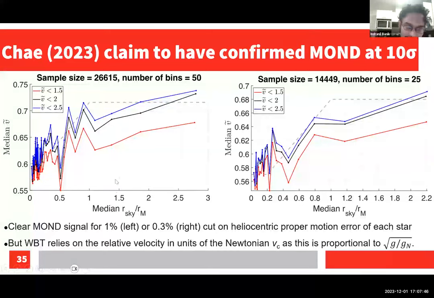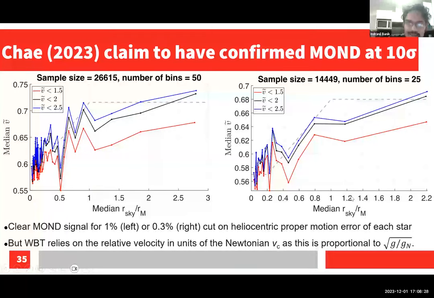The main thing to bear in mind here is that there is a cut of 1% on the accuracy of the heliocentric proper motion of each star in each wide binary on the left, and 0.3% on the right. That's not really the relevant parameter for the wide binary test. What you would need to do for that, of course, is to get the relative velocity and divide that by the Newtonian VC. This ratio is basically proportional to the square root of g over gN. I say proportional to because the exact details will depend on the eccentricity distribution, projection effects, and other things. But you can then look for trends in this with the acceleration, which is kind of what we're doing here.